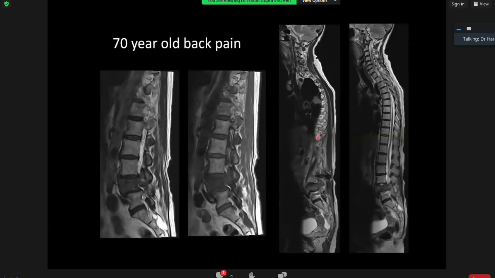Another case of satisfaction of search: we pick up a neoplastic lesion in the L4 vertebral body. The patient does not have a history of known malignancy. We do the whole spine imaging, and at the corner of the imaging, we can see a lung tumor.